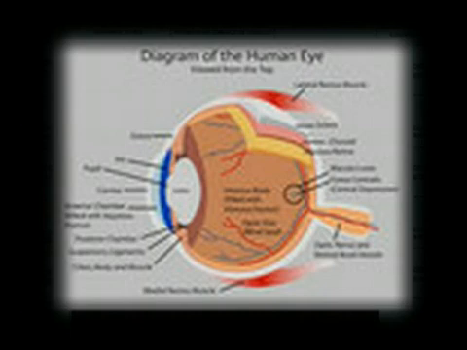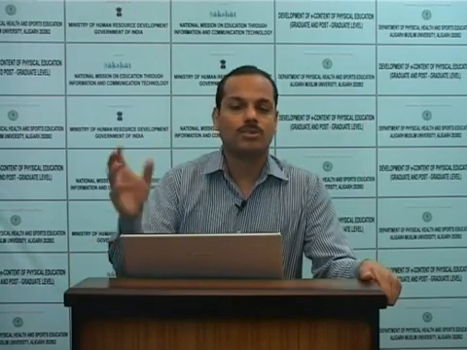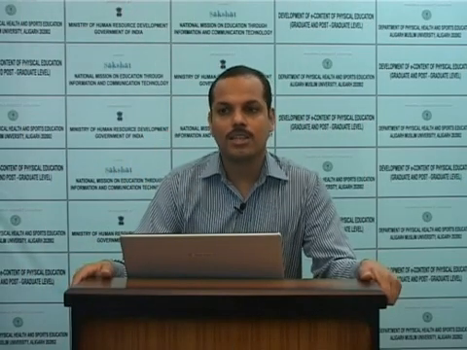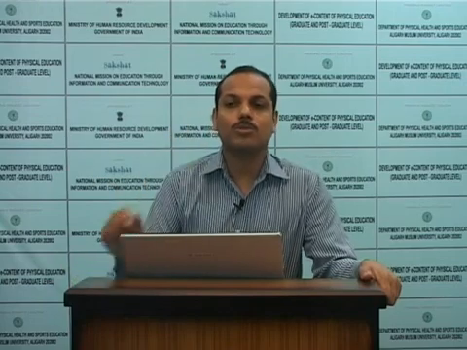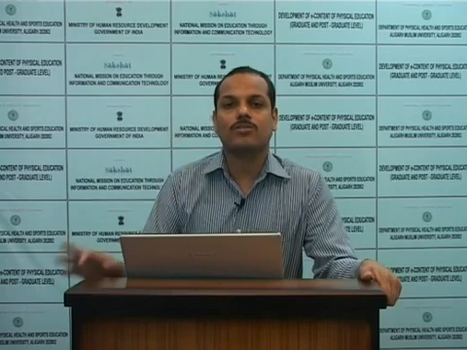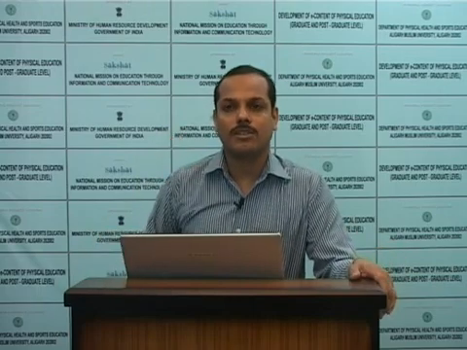Now the ciliary body is present, and it is highly vascular. There are suspensory ligaments also present. These ligaments attach the lens to the ciliary body, and the ciliary body also contains some smooth muscles. Now the contraction of the smooth muscle causes relaxation of the suspensory ligaments, causing bulging of the anterior surface of the lens.